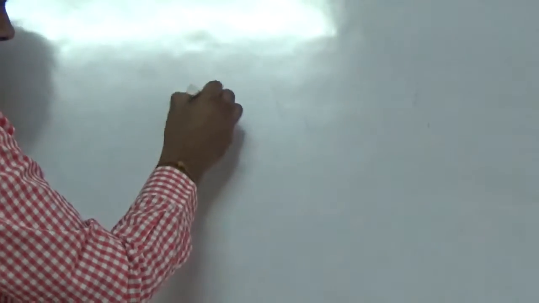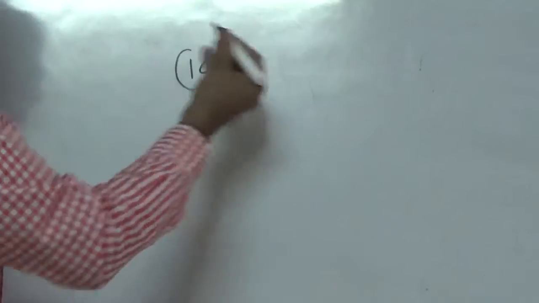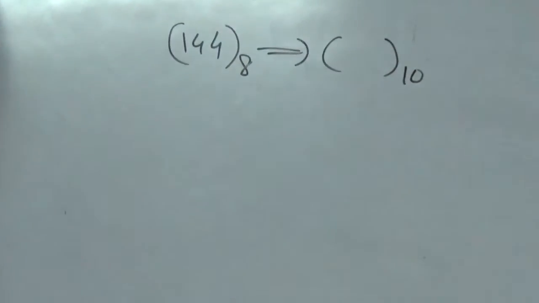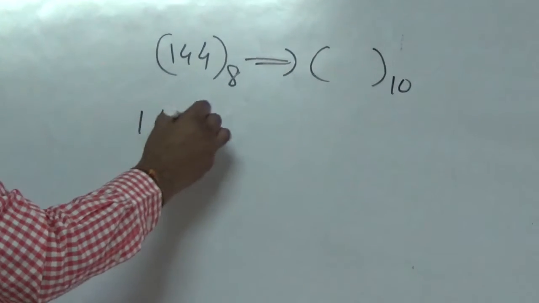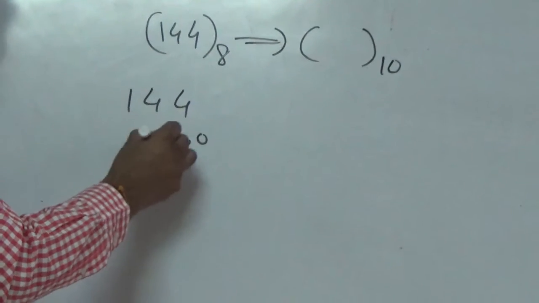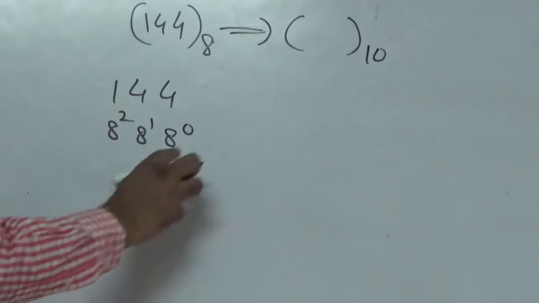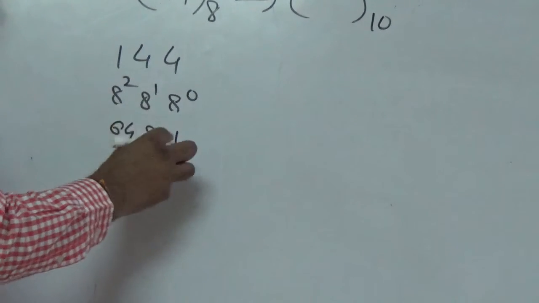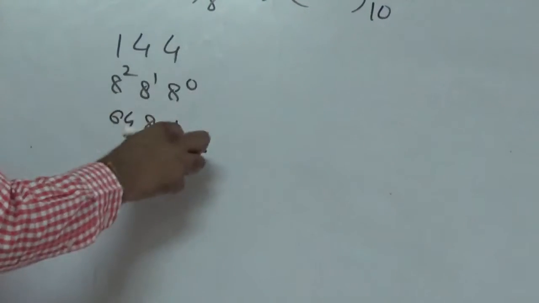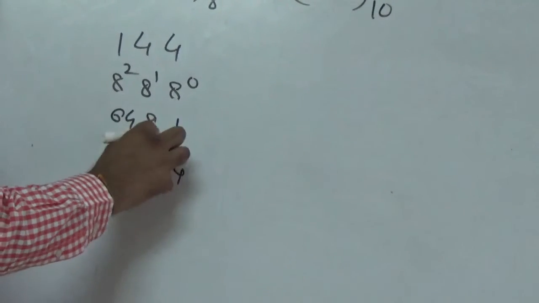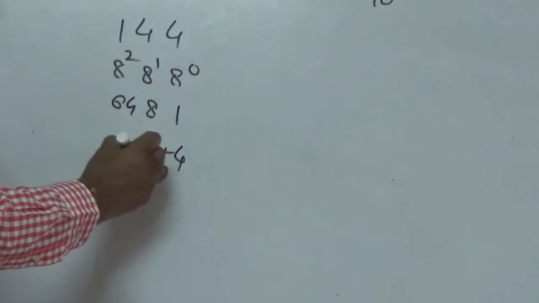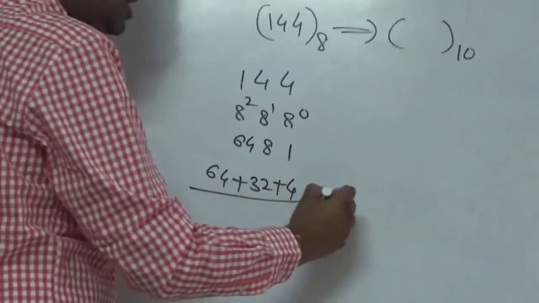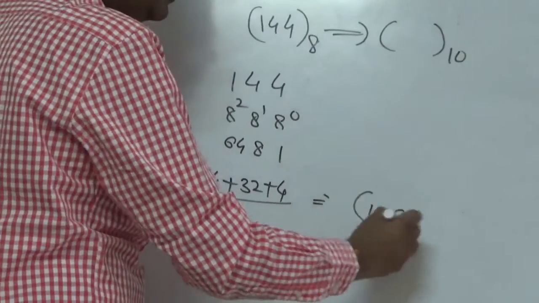Suppose I have this 144 in octal. I want to convert it into decimal again. What will I do? I will just write 144 with powers of 8. What is 8 raised to 0? 1. 8 raised to 1 is 8. This is 64. Now just multiply these. 4 into 1 is 4, plus 8 into 4, 32, plus 64 into 1, 64. So this total again comes out to 100.